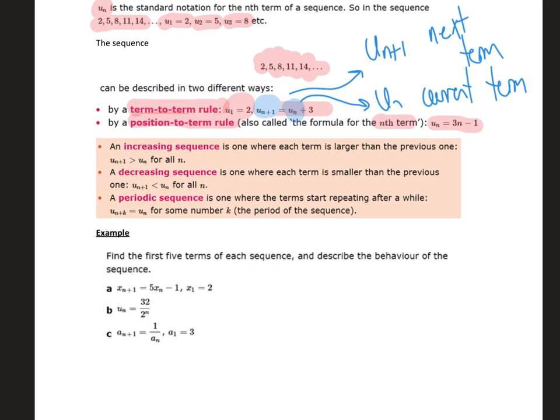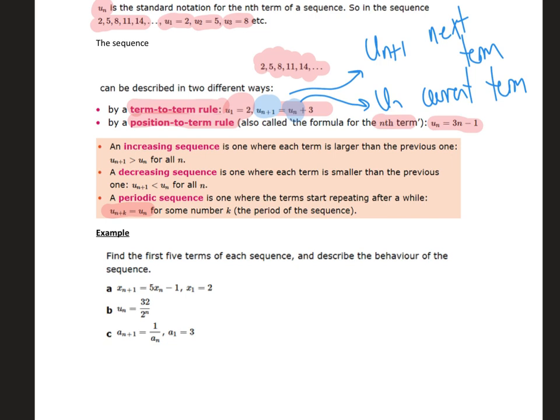So there are 3 main types of sequences that you'll be familiar with already. Increasing, that just means where the next term is bigger than the previous term. Decreasing, the next term is smaller than the previous term. So those two are really obvious. And something called periodic, that just means that the sequence repeats itself. This notation says U(n+k) = U(n). That just means after k terms, it repeats the sequence. So k is called the period of the sequence.